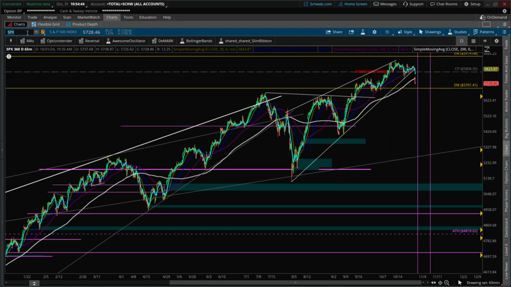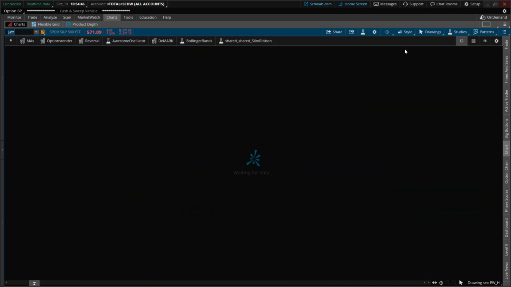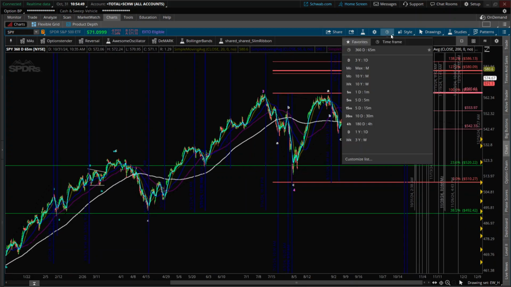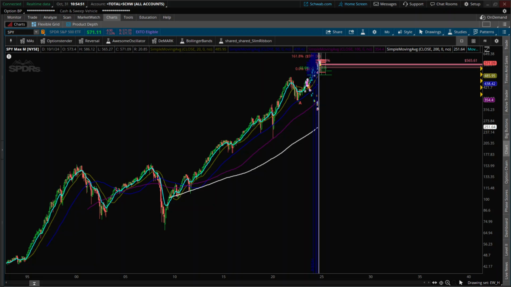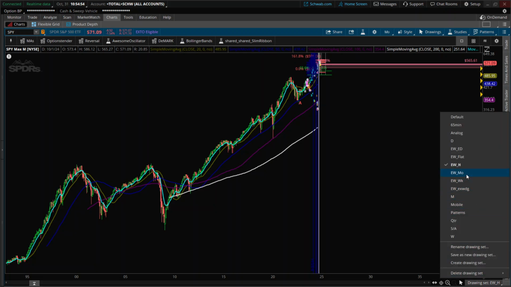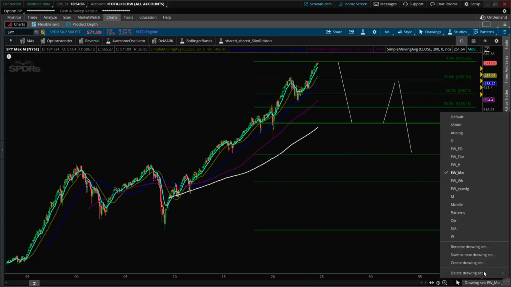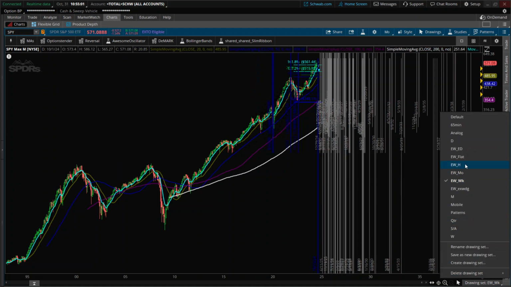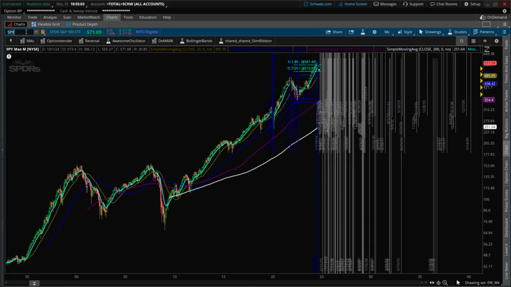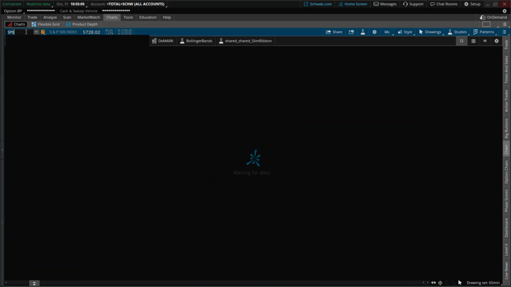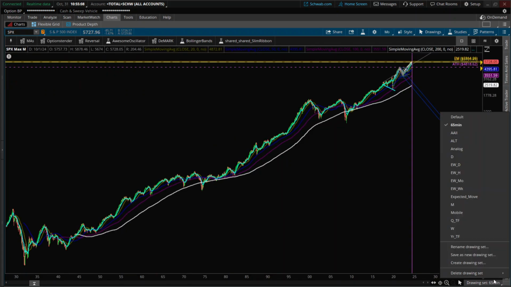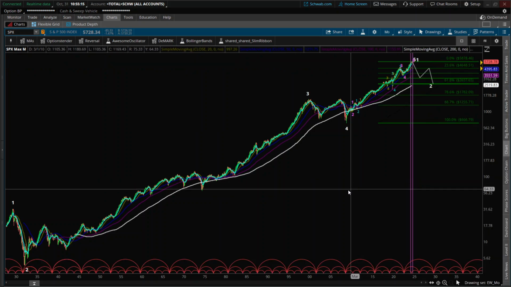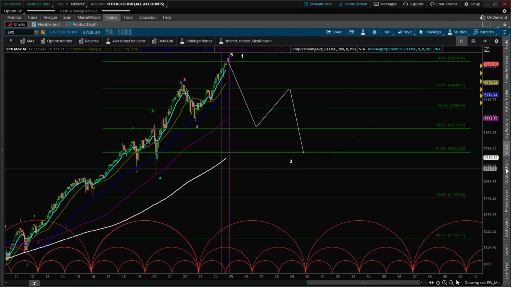Let's see. I think I might have this mapped out on one of these time frames. Okay, SPX. The monthly. Okay. So I kind of have this mapped out here.